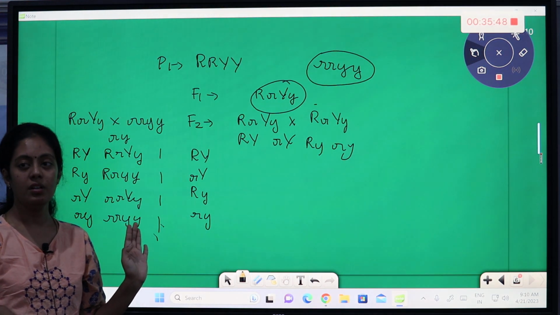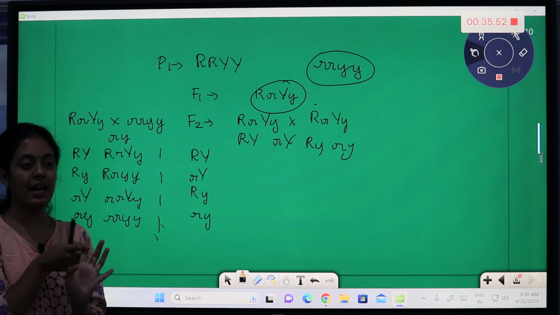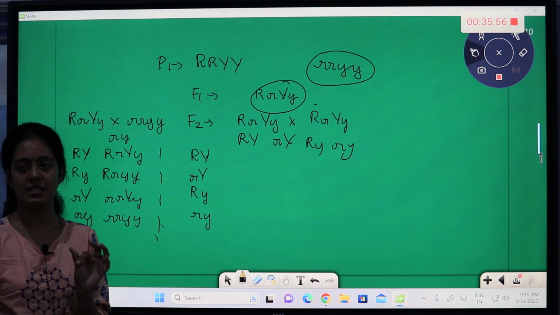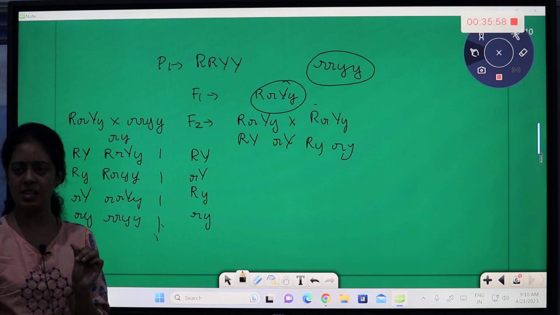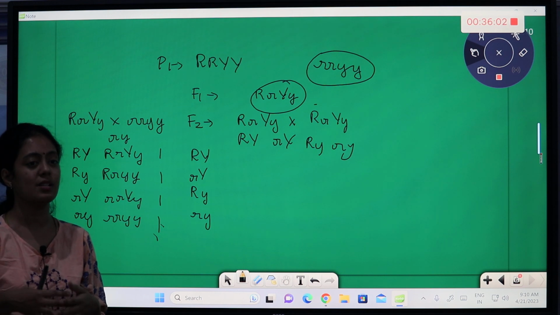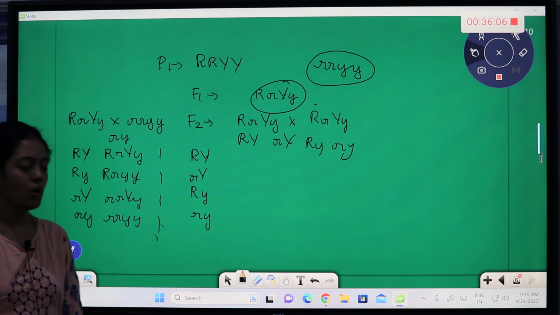All of you understood? Monohybrid, phenotypic, genotypic, test cross. Dihybrid, phenotypic, genotypic, test cross. Very important questions. They will not ask the laws and all. They will ask ratios. They will ask what is back cross, what is test cross. Like that only they will ask you. Can we proceed?